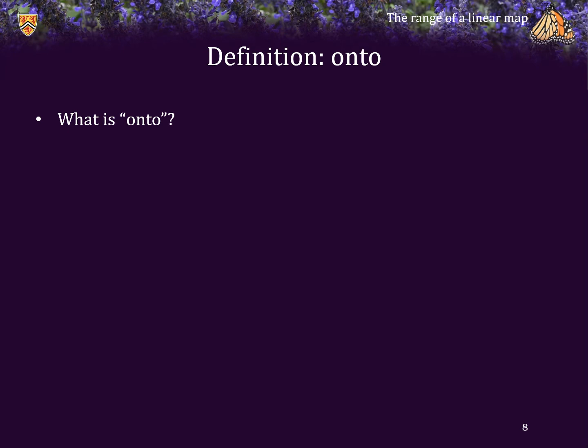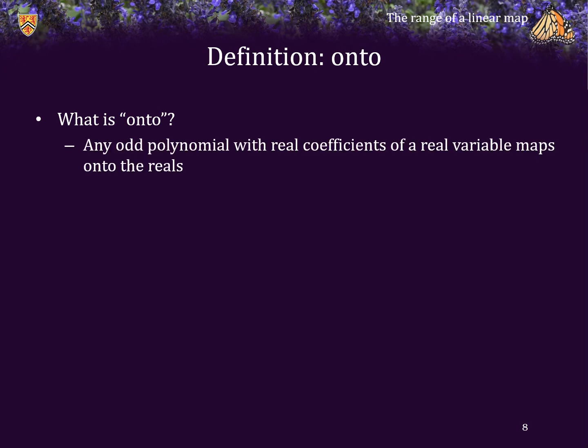Now, let's get a more intuitive idea as to what onto is by bringing it back to what you already know. Any odd polynomial that has real coefficients and where the variable is real, such a polynomial maps onto the reals. That is because every single real number is in the range of such a polynomial.